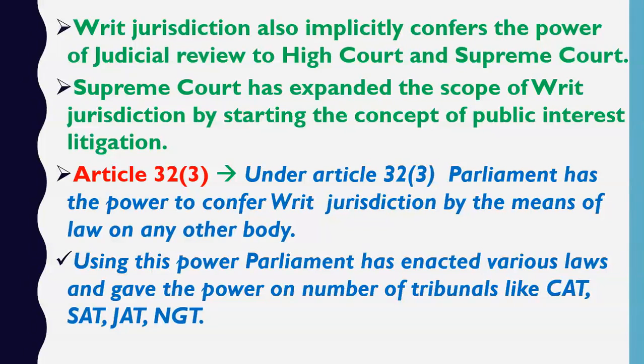It means that we know that High Courts and the Supreme Court already have the power to issue writs. But friends, Article 32 Clause 3 says that Parliament can make a law, and by making a law, Parliament can provide the power to issue writs to any other body other than the High Court or Supreme Court. And using this power, Parliament has enacted various laws and given the power to a number of tribunals like CAT, SAT, JET, NGT.